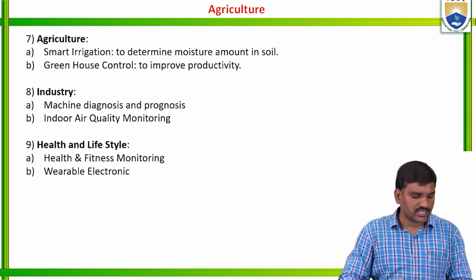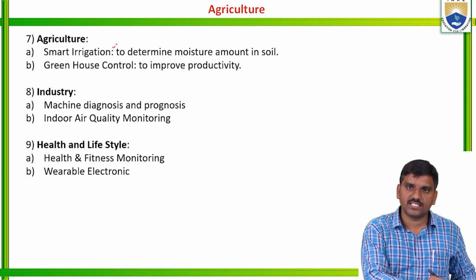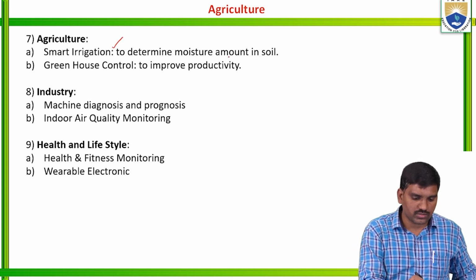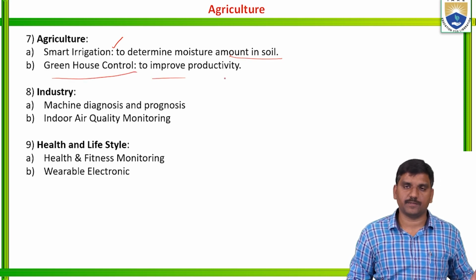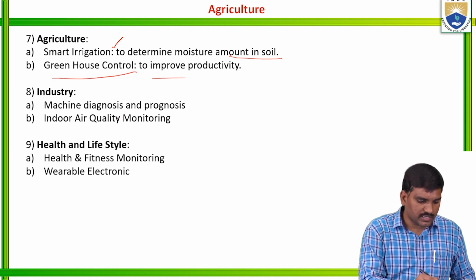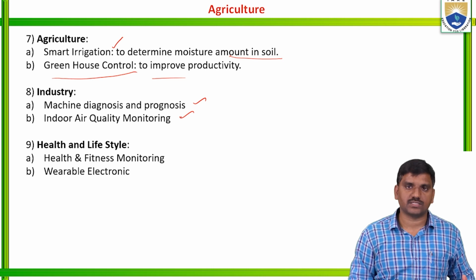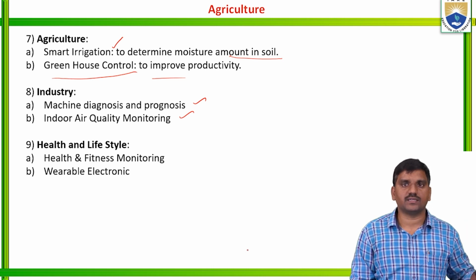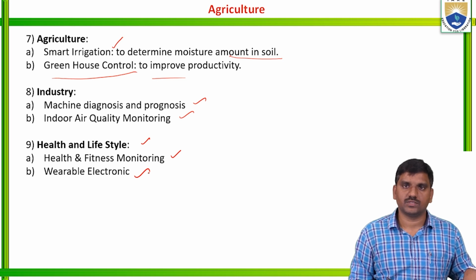The last three: agriculture, industry, and health and lifestyle. In agriculture, smart irrigation systems are also developed based on IoT technology to determine the moisture amount in soil, and greenhouse control to improve productivity. In terms of industry, machine diagnosis and prognosis, and indoor air quality monitoring systems, where the temperature, the humidity, and other parameters can be measured. Next, health and lifestyle: health and fitness monitoring, wearable electronics.